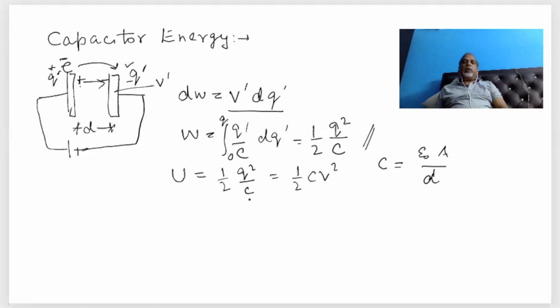Now, if we see this equation, suppose we double the distance D between the plates, then what will happen? Capacitance will be half, but the volume between the plates will be double, and hence the potential energy will also be double. When capacitance is half, that's why potential energy will be double. So this volume also is a very important factor in the case of capacitance.